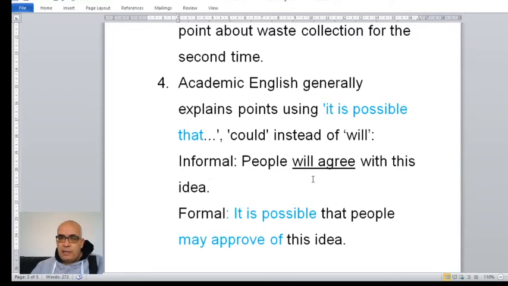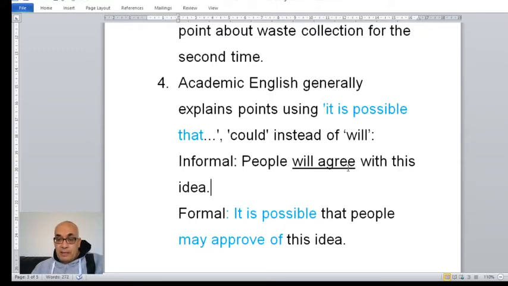But in academic writing, we have to be modest, and we have to show that we are not certain, even if you are sure. Don't use "will agree." It's better to say "it is possible that people may approve of this idea." "Will agree" is strong, it is high probability. It is better to use "it is possible that." And also "approve of this idea" is academic.